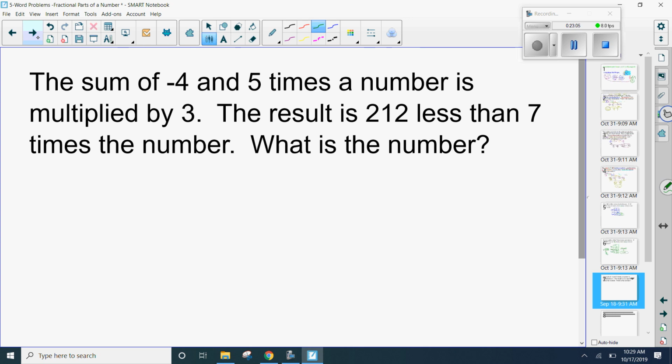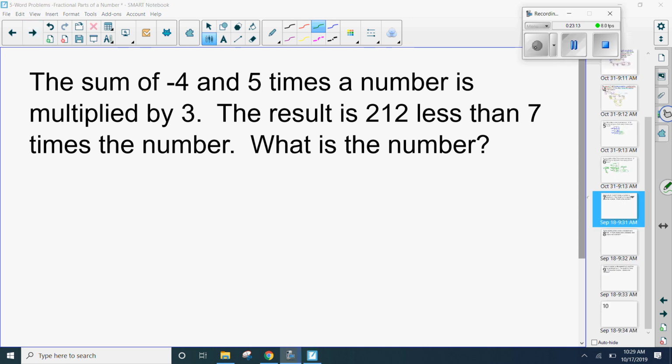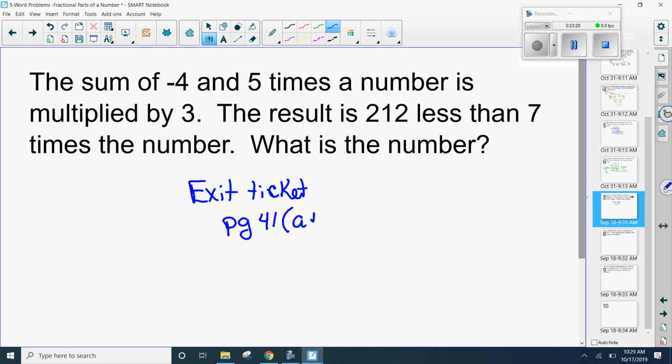Oh, I don't know whether to make this an exit ticket or to do it up on the board. Exit ticket. What you need to do, there's 2 of them. All right, so this is your exit ticket, so I can look at it. Your exit ticket is page 41, A and B. Page 41, A and B.